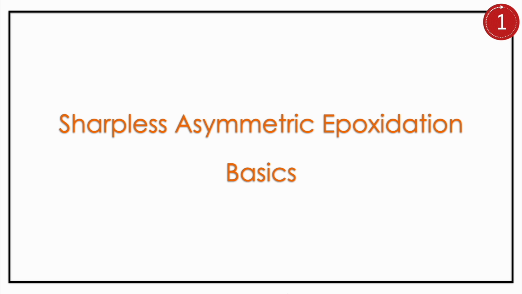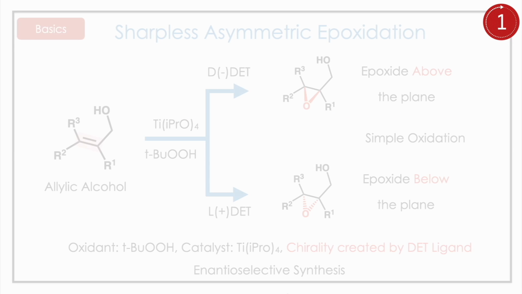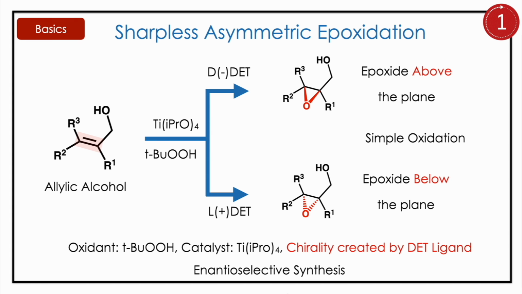At first, we are going to see the basics of Sharpless asymmetric epoxidation. First, let us see what is Sharpless asymmetric epoxidation. The reaction has starting material, which is allylic alcohol. Product is epoxide, that is, oxidation happens on the alkene.